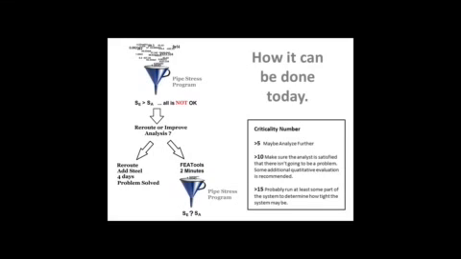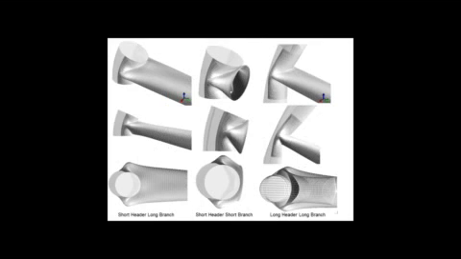Now how it can be done today, we hope, is that with FEA tools we can run these calculations in just a few minutes. We can use the criticality number to try to decide when we need to go in that path, and we can make better solutions for the gorilla problem in the room in a very project-friendly amount of time.